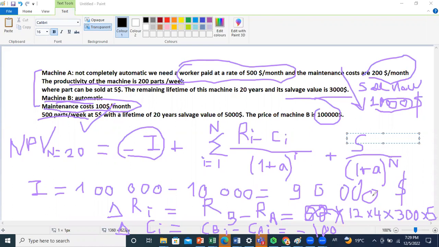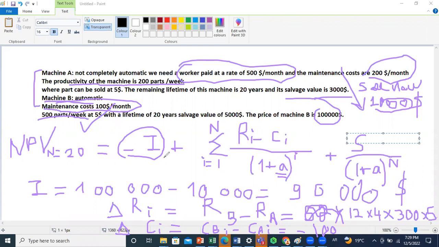And since we are doing the net present value, we are taking all cash flows to the present. So we don't have here to divide the initial investment by anything, while for the incomes and costs for each year, we should divide by 1 plus a to the power i, where a represents the discount rate. Okay. Now, since we are searching for the ROI, it will be the value of a for which NPV at year 20 will just be equal to 0.